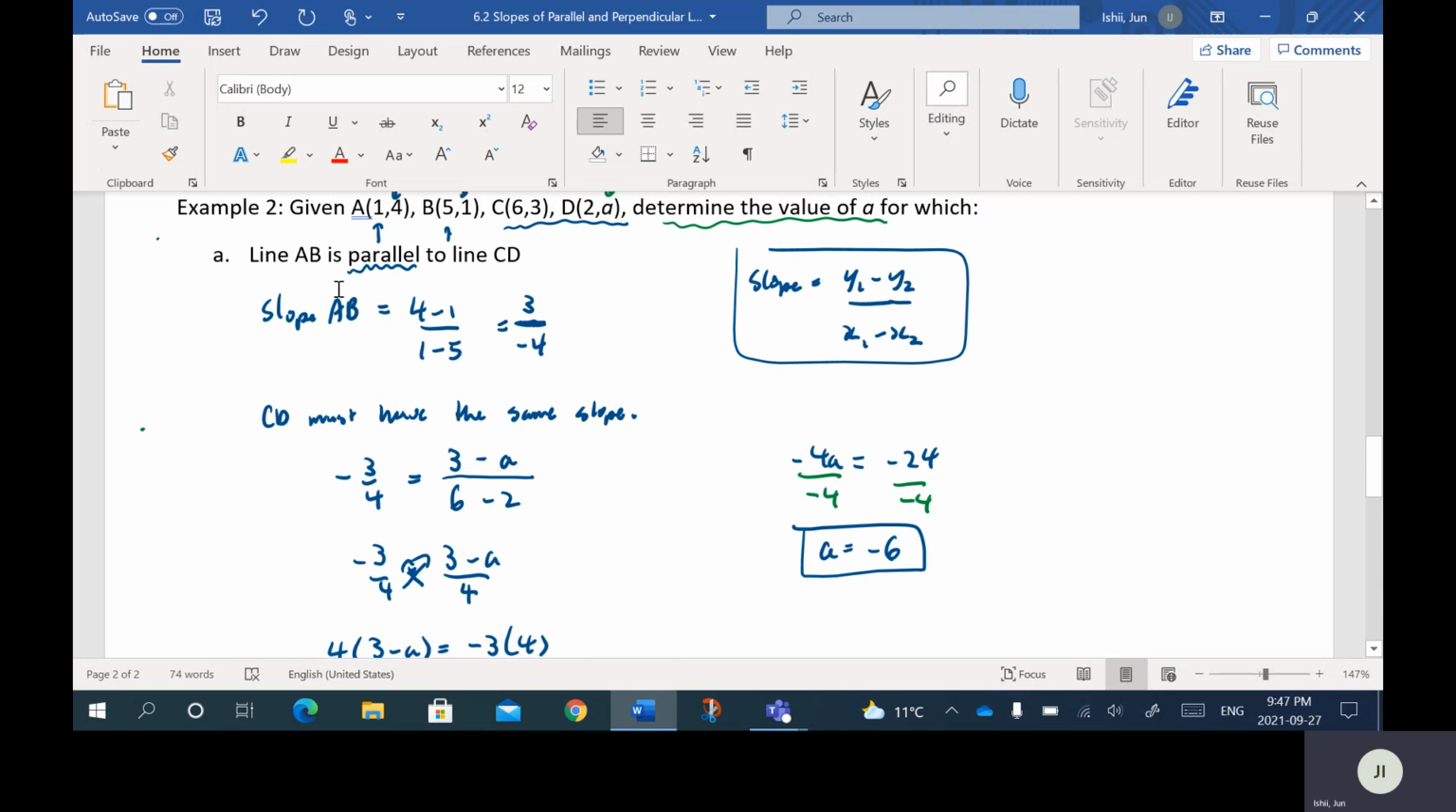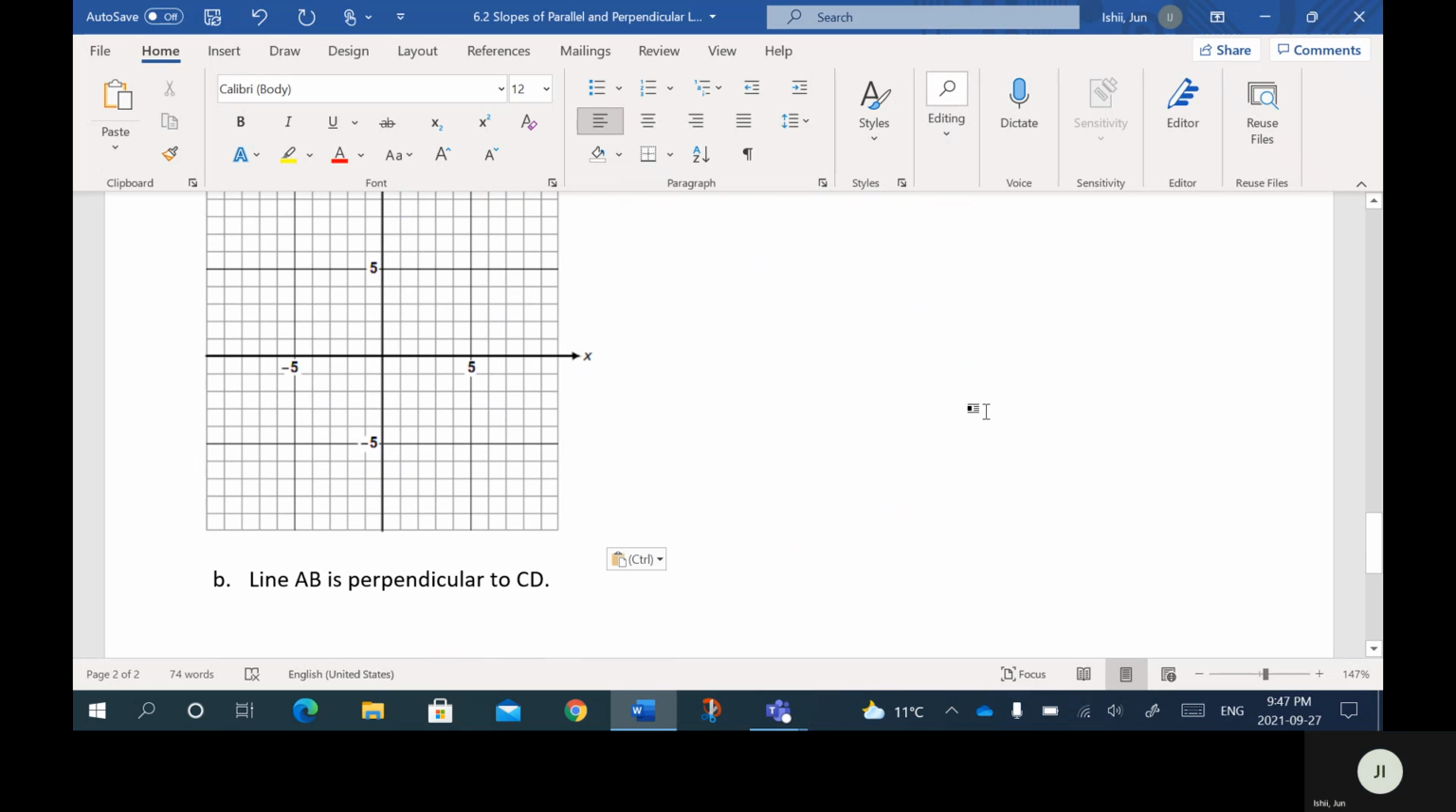All right, so line AB was from (1, 4) to (5, 1). So I'm going to plot those two. So (1, 4) is there, (5, 1) is there. So this is point A, B. So this is the line segment AB.